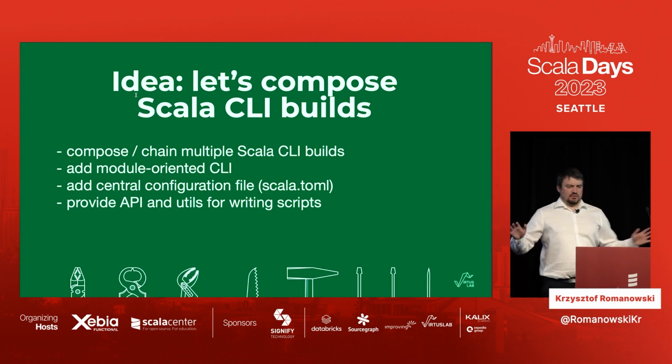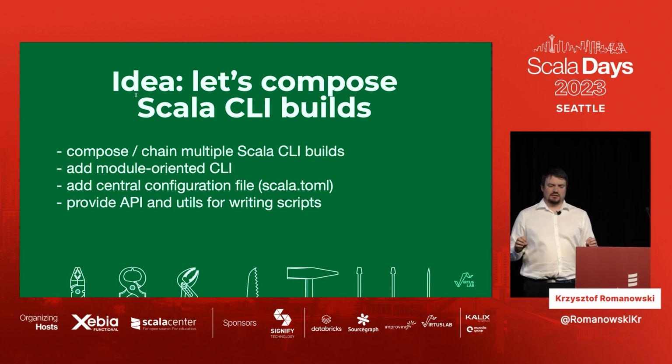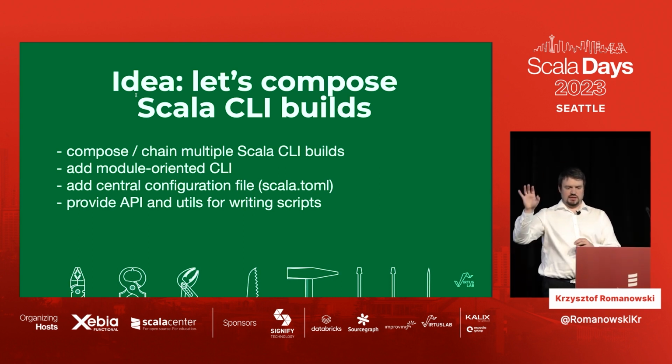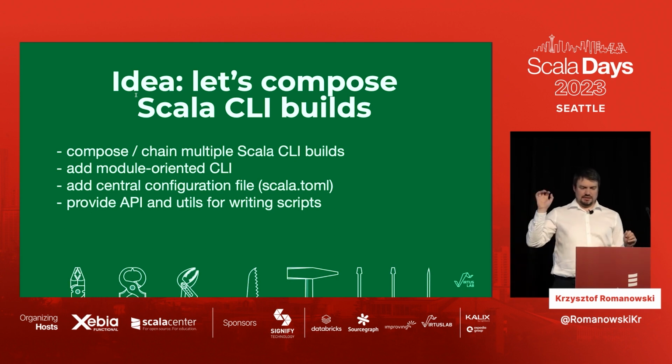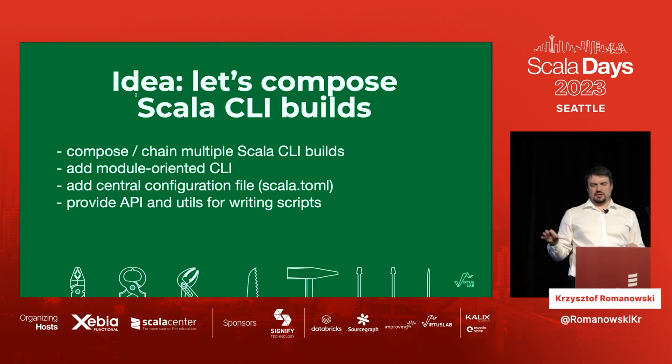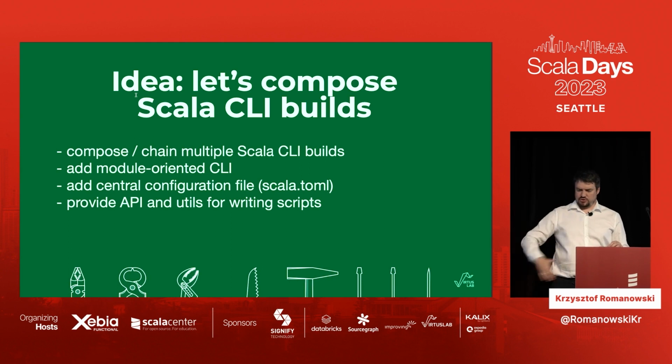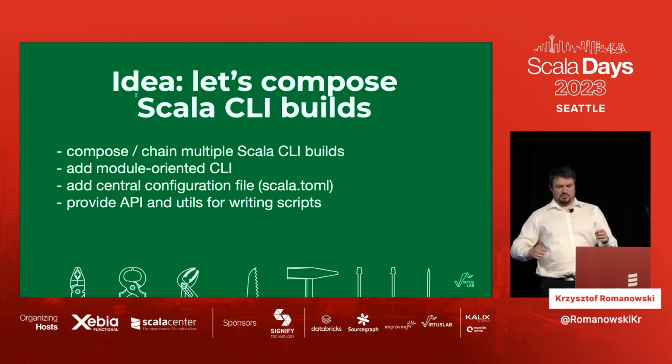So that's the most important thing from this talk. Let's have an idea that we can extend or build something on top of Scala CLI that can compose Scala CLI builds. So we will chain multiple Scala CLI builds with similar semantics, similar key-values, and the same keys, that's critical, the same keys as Scala CLI uses. Then we add a module-oriented CLI. So it's not that we provide configuration on the fly for a given module, but you can select a module.